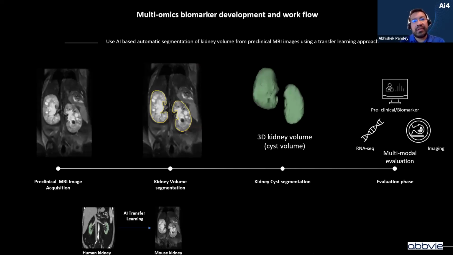Then comes the biomarker, multi-omics biomarker development and the workflow in the preclinical space. In the preclinical space, for example, we can have our images, whichever images we may have. These are mouse kidneys that we are looking at. And then you can segment out the kidney, again, using a machine learning, deep learning algorithm. And once the algorithm segments out the kidney, you can extract features out of it.